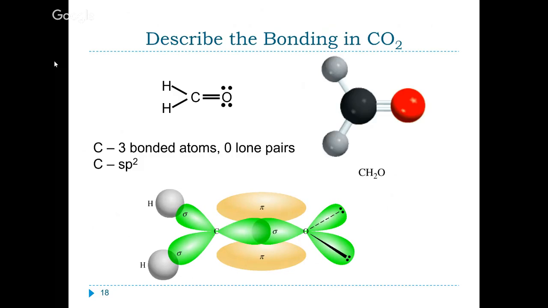So here we're showing along the axial regions are where the green balloons are. And then our pi bond occurs from our unhybridized p orbital on carbon and one of our unhybridized orbitals on oxygen. And then we have our lone pairs accommodated on oxygen in part of our sp2 orbitals. So that's not carbon dioxide, that's formaldehyde.